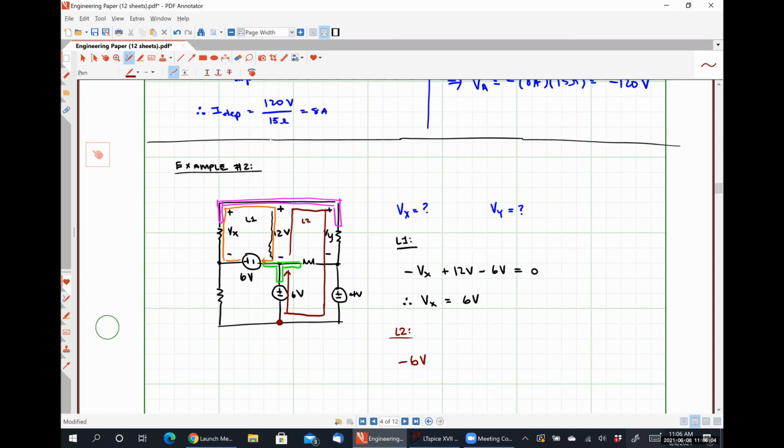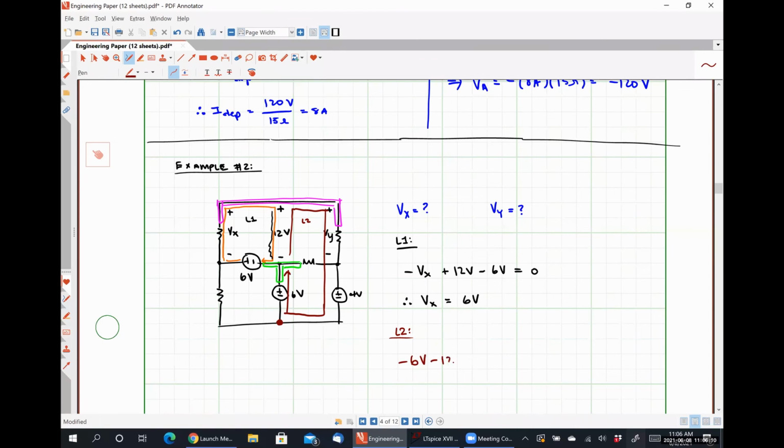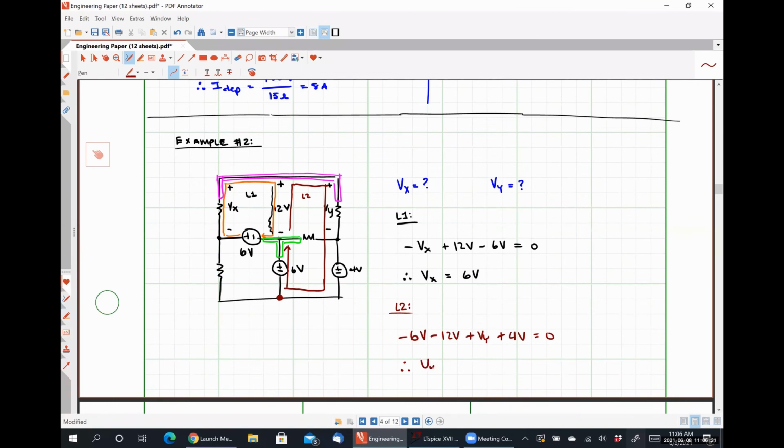-12 volts. There we go. What's next? Plus Vy. All right, and then my last term, plus 4 volts, and set this equal to 0. And I can then solve this and find that Vy is equal to 18 minus 4, which is 14 volts.